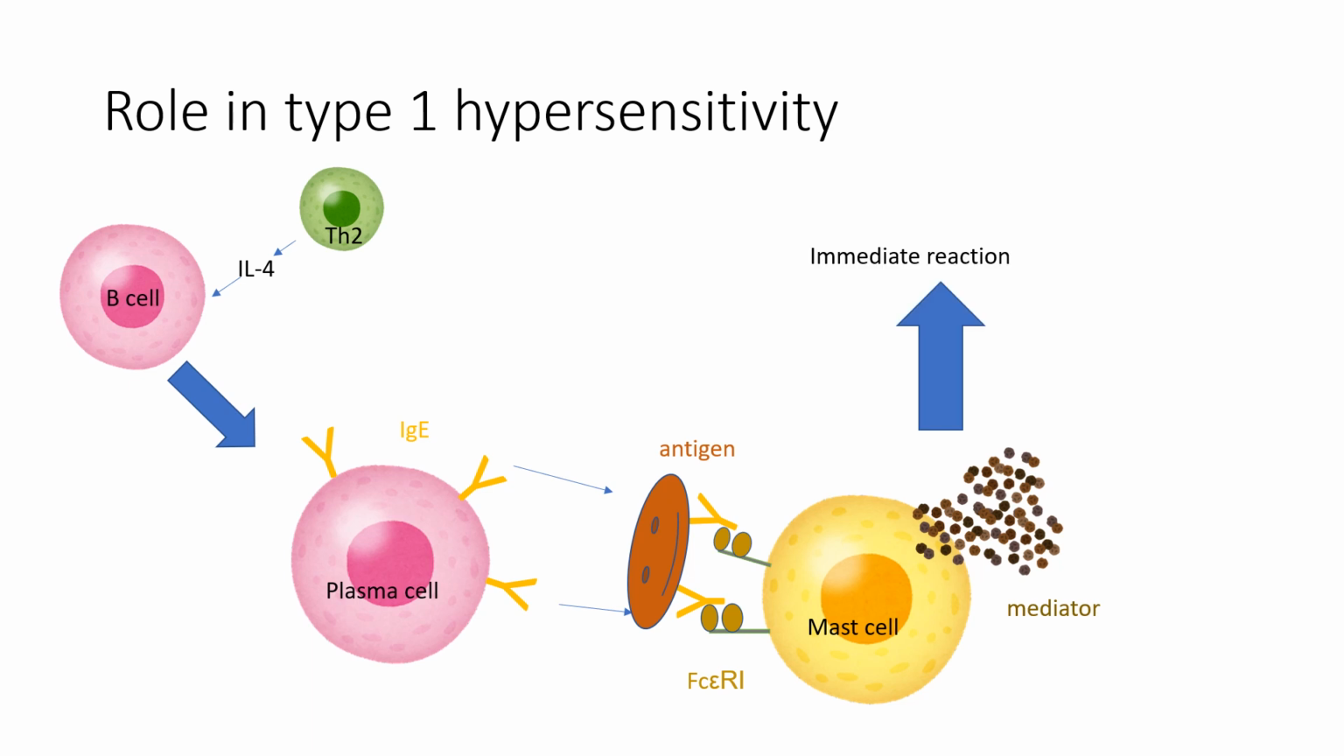Lipid mediators such as histamine cause an immediate response, while mediators such as cytokines or chemokines cause a late phase response. This immediate type reaction is the so-called anaphylaxis.